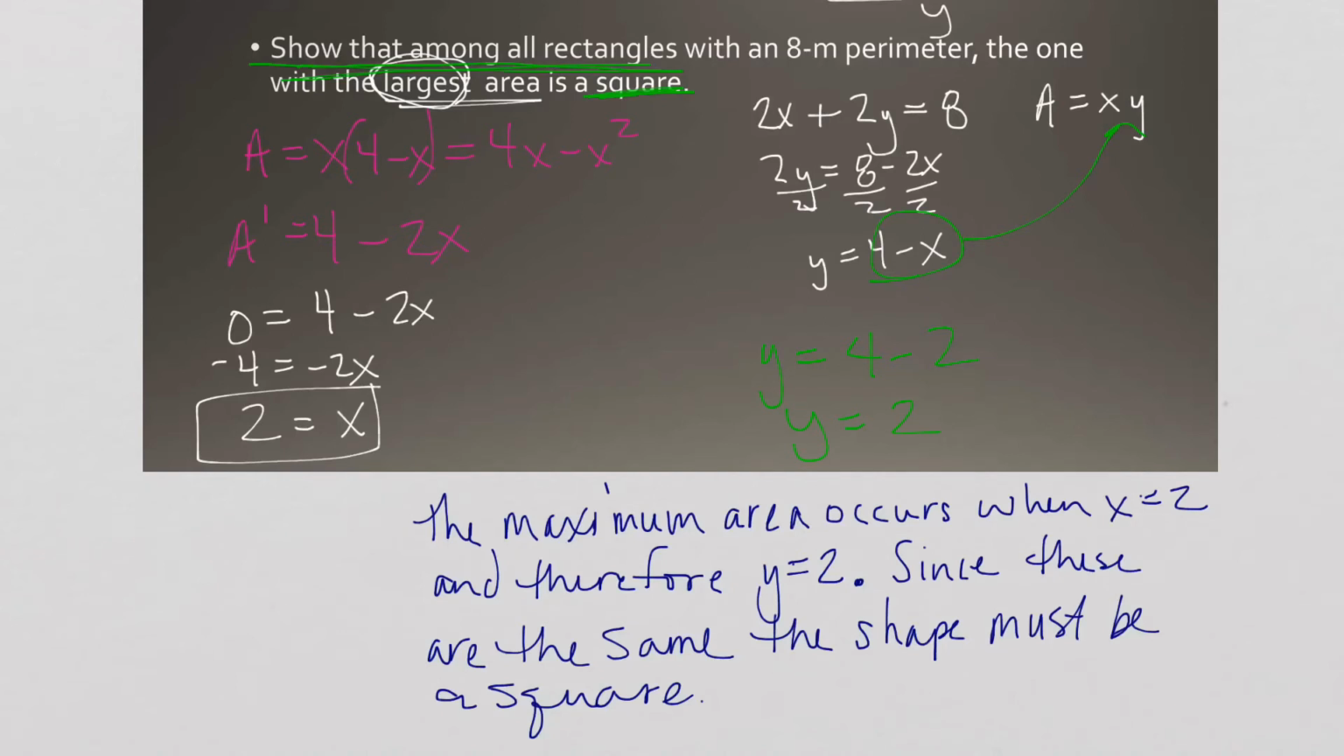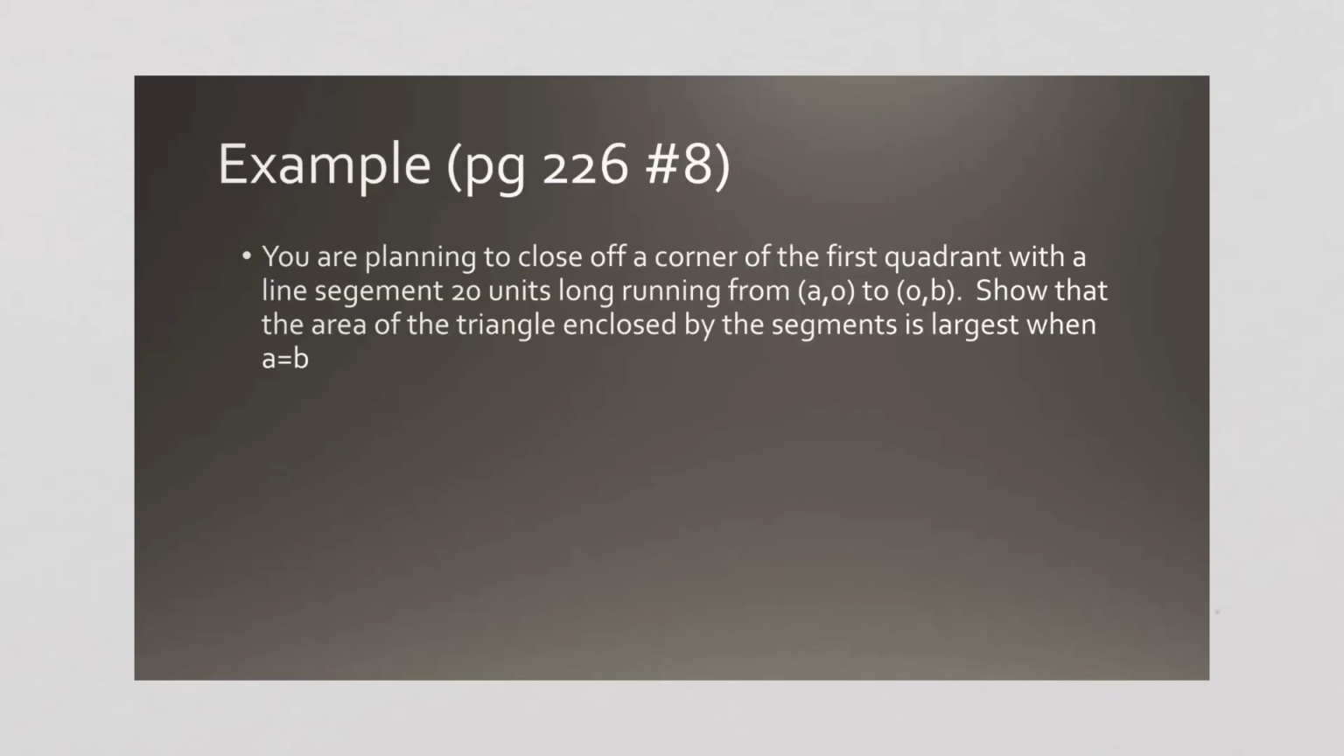Moving on to the next example. You are planning to close off a corner of the first quadrant with a line segment 20 units long running from (a, 0) to (0, b). Show that the area of the triangle enclosed by the segments is largest when a equals b. So we've got to draw a picture. Remember, they're talking to us about quadrants. So here is my coordinate plane. I'm closing off the first quadrant. So my picture is going to look something like this.